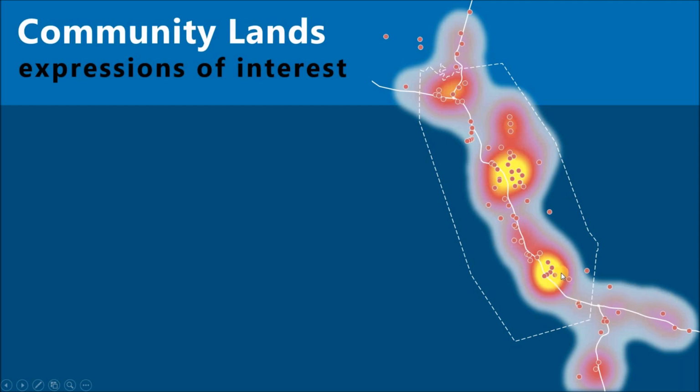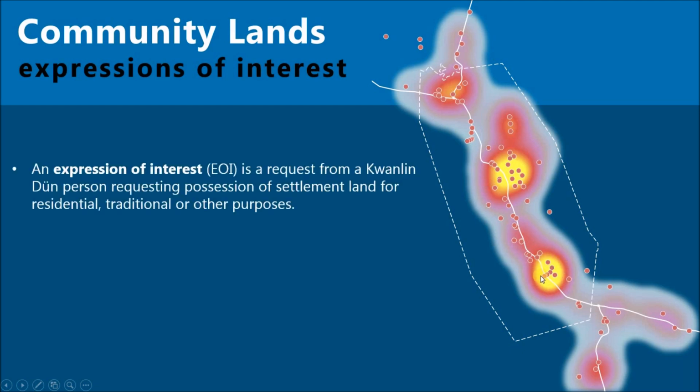So what this map is showing is intensity, basically, and the expressions of interest, which are really requests from people requesting possession of settlement land for residential, traditional, or other purposes, are most highly concentrated in these hotspot areas. So you'll see the parcels, the individual dots. The expressions of interest are concentrated on these parcels in these particular hotspots.